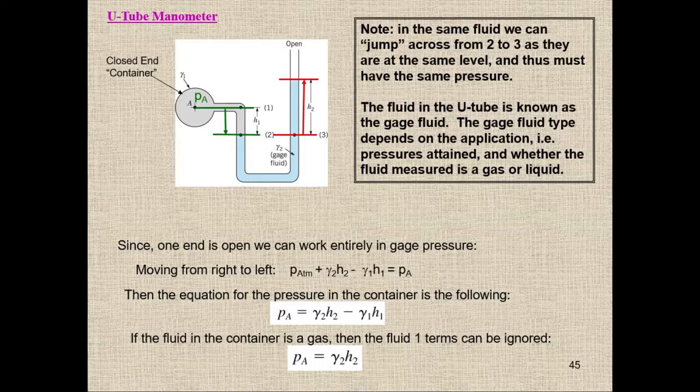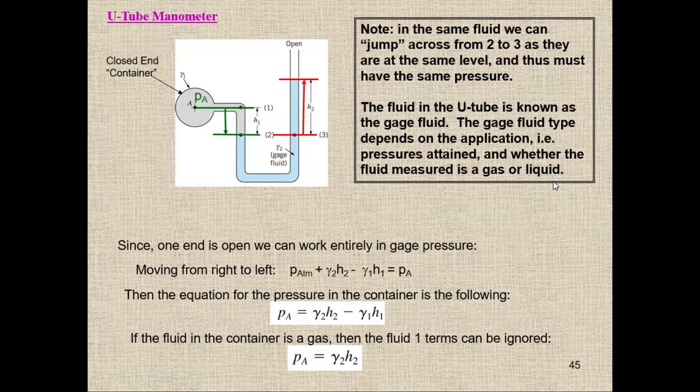Now, I have already discussed that in the same fluid we can jump across from 2 to 3 as they are at the same level, and thus must have the same pressure. The fluid in the U-tube is known as the gauge fluid. The gauge fluid type depends on the application, that is the pressures attained, and whether the fluid measured is a gas or liquid.